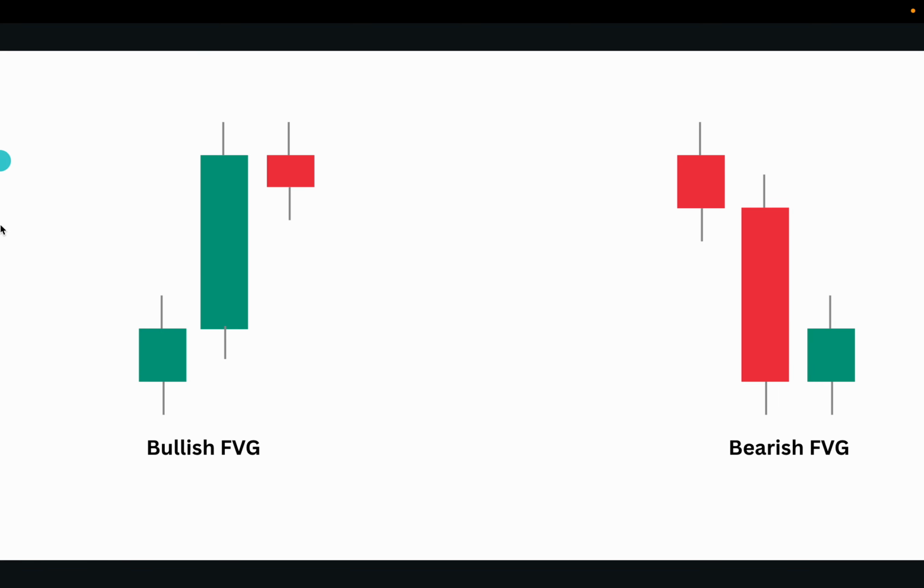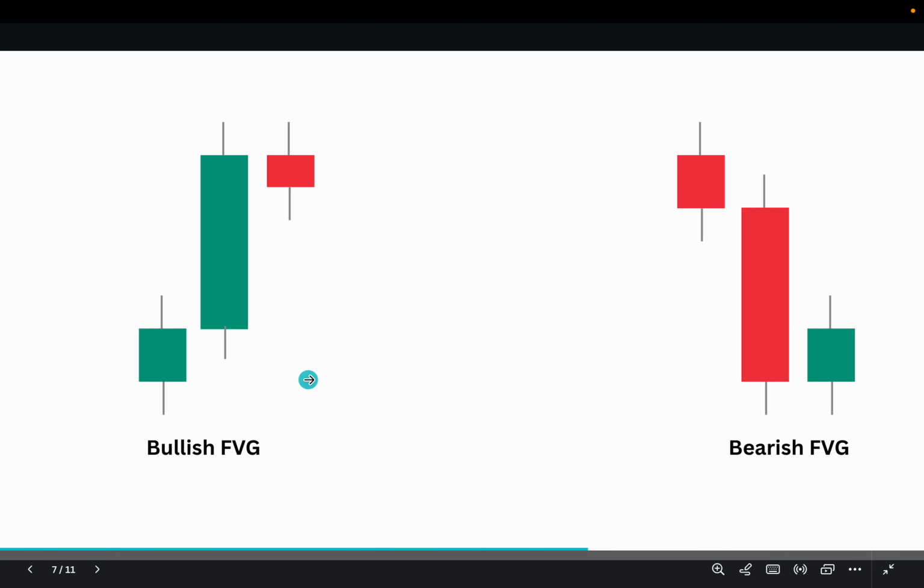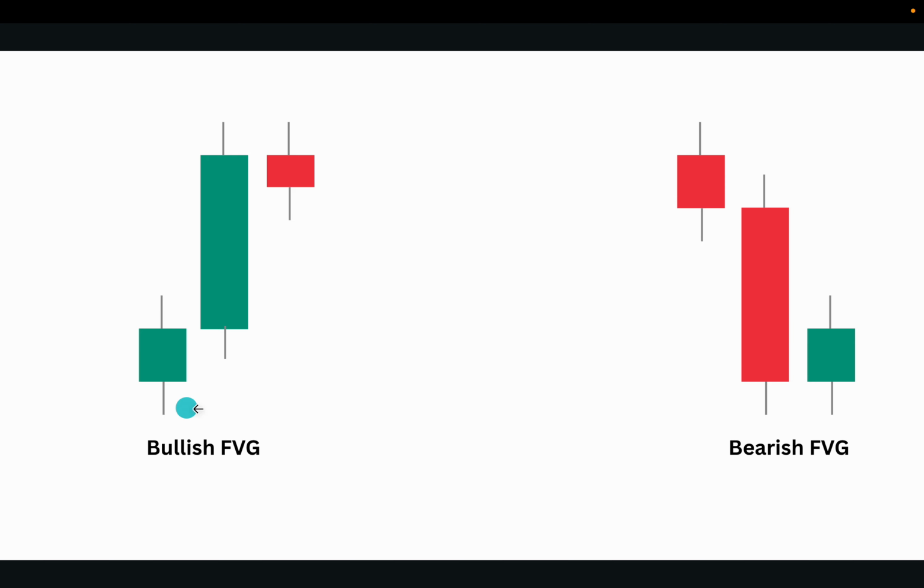A fair value gap is a 3 candle pattern, wherein the first candle could be anything, a normal candle, red or green. The second candle is always an expansion candle. Expansion candle means it has a very large body and smaller wicks. And the third candle could be anything, consolidation or an expansion.